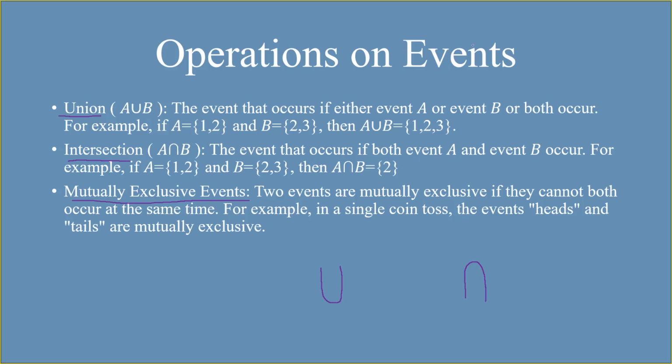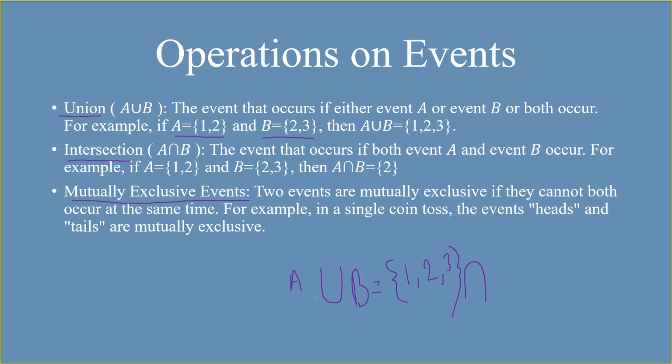In the union, the event occurs if either event A or event B or both occur. Let's assume we have the values 1 and 2 in set A, and in set B we have 2 and 3. When we are doing A union B, we will be getting each and every single value from A and B. We will be getting 1, 2, and 3.